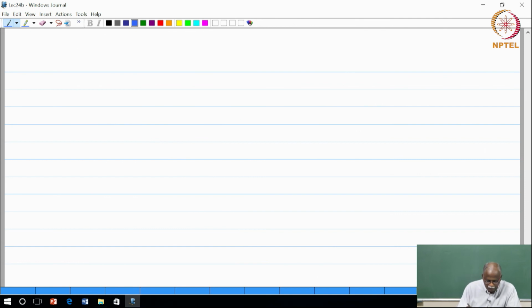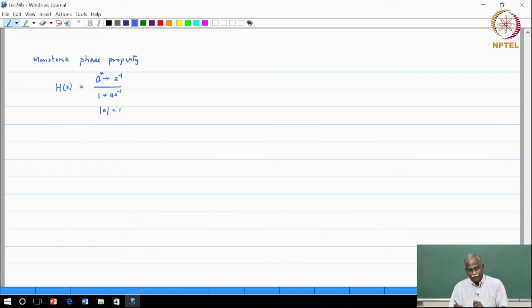The last one I would like you to verify is something called the monotone phase property. I will write it down quickly, and we will stop with that. If I have an all pass function h of z, given by (1 plus a conjugate z inverse) over (a plus z inverse), that is a first order stable all pass. I will say that mod a is less than 1, which is the location of the pole.